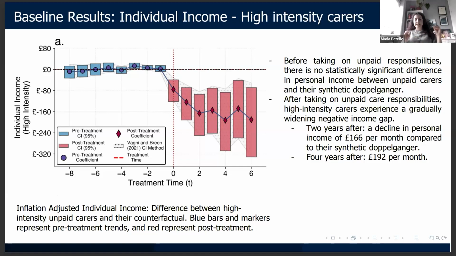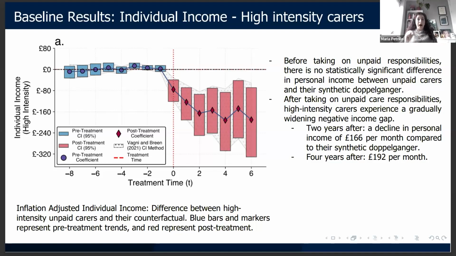Now, on the left-hand side, you can see blue bar and blue marker. They represent, again, the difference between individual income of unpaid carers and individual incomes of those not providing care prior to the uptake of unpaid care responsibilities. And as you can see, the blue bar, so the confidence interval, always touches the 0. This means that there is no statistically significant difference in personal income between unpaid carers, high-intensity unpaid carers, and their doppelganger prior to the uptake of unpaid care responsibilities.